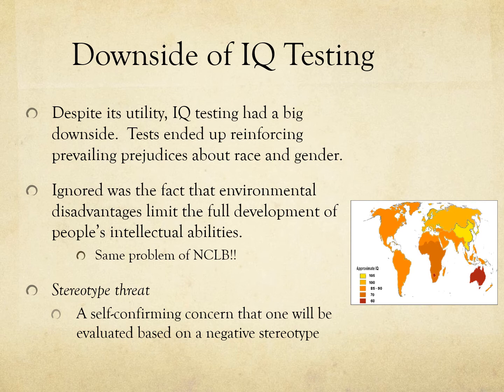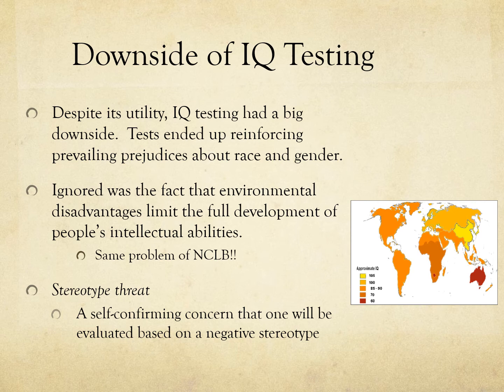Despite its utility, IQ testing had a big downside. Tests ended up reinforcing prevailing prejudices about race and gender, because certain people tended to score better than others, and so it kind of reinforced these stereotypes we have. But a lot of that was because of opportunity. So ignored was the fact that environmental disadvantages limited the full development of people's intellectual abilities.